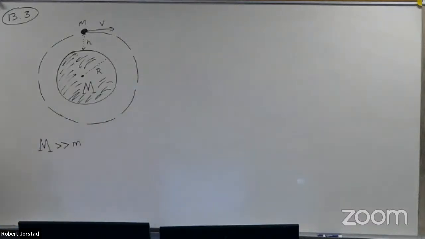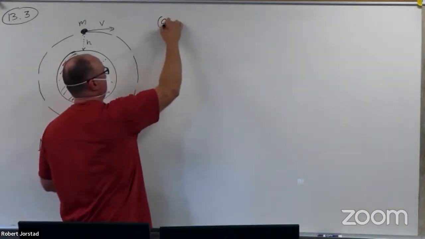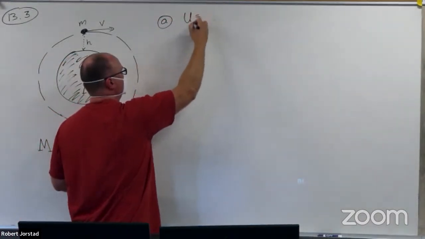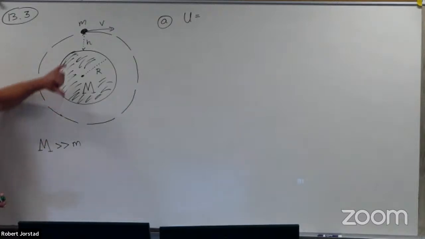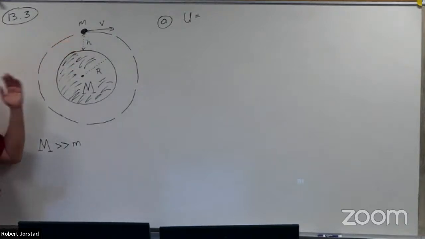Part A. I want the potential energy. Would I say potential energy of the satellite? Or is that wrong? I don't want the potential energy of the satellite. I want the potential energy of the system, the two-mass system. Remember, the satellite will be the one that's most affected by the changes, but that doesn't mean it's not shared.